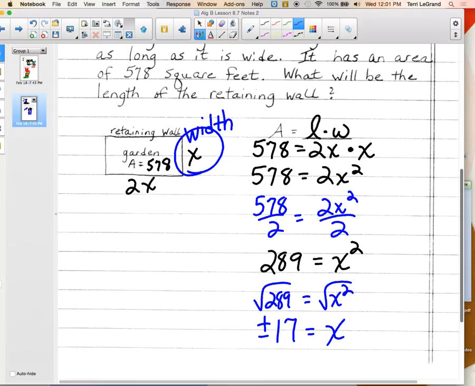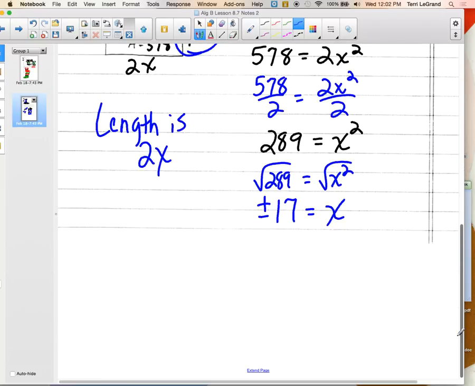When really they were asking you for the length. Oh, golly. So we're going to have to go over here and say length is 2x. So I'm not going to be happy to say 17 is the length. I'm going to multiply 17 by 2. Absolutely. 2 times 17. And then there's going to be this other choice, answer D in the answer bank, 34, and that's the one you should have chosen.